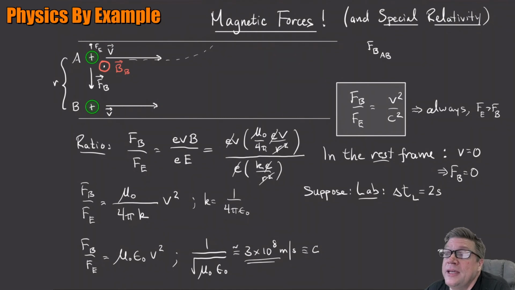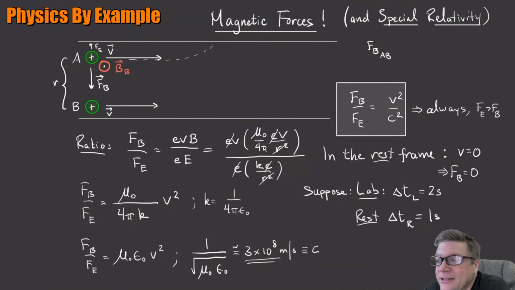Well, if then your friend in the rest frame, it's a little confusing to say rest frame, right? Because it's the rest frame that's actually moving with the charges. So that doesn't sound like rest, but understand what that means. That's the rest frame of the charges. So in the rest frame of the charges, you have only the electric force, no magnetic force fighting it. And so this is going to happen faster. Just for the sake of argument, suppose it's happening twice as fast. So delta t in the rest frame is 1 second.